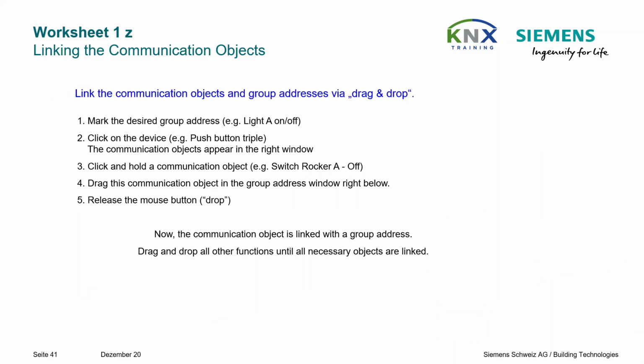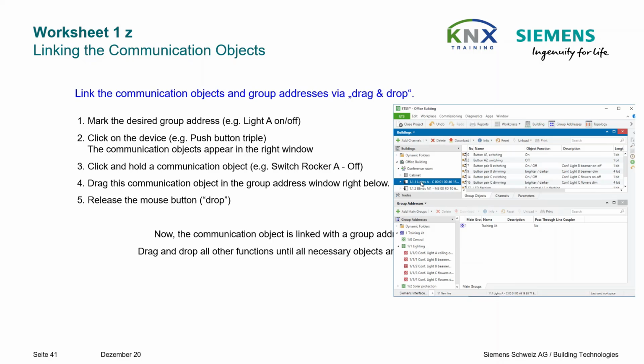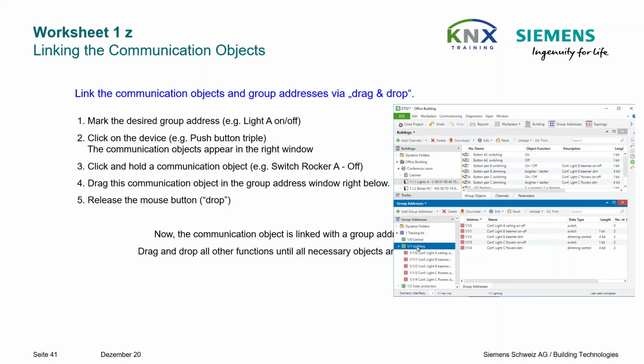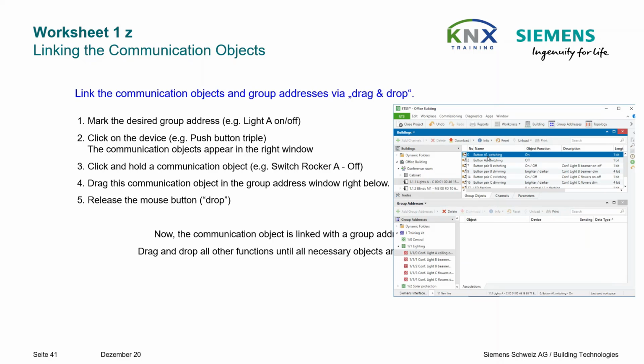Link the communication objects and group addresses via drag and drop. 1. Mark the desired group address, for example light A on off. 2. Click on the device, for example the push button triple. The communication objects appear in the right window. 3. Click and hold a communication object, for example switch rocker A off. 4. Drag this communication object in the group address window right below. 5. Release the mouse button, drop. Now the communication object is linked with a group address.